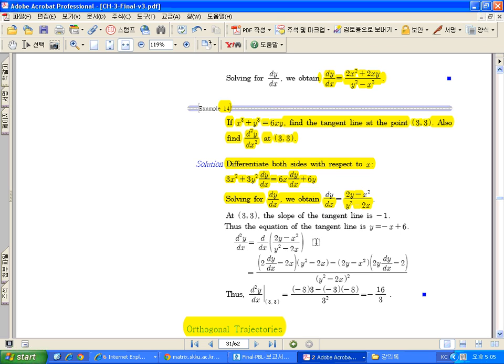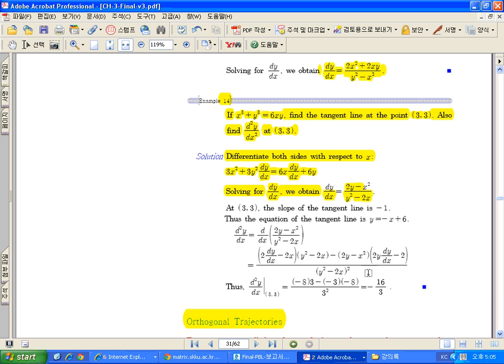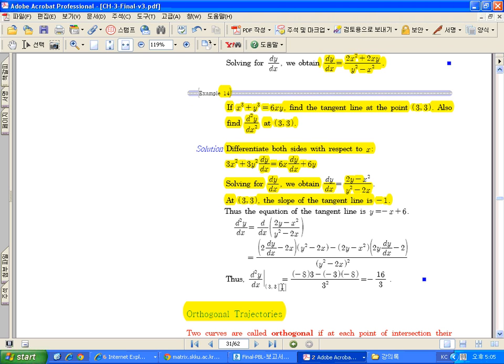So, we differentiate this one. Do the same thing. Here, use the quotient rule to find the derivative of this function with respect to x. All you have to worry about is that when you differentiate y, we just use the chain rule to add. That's all. Then we can find the slope at this point, which is -1, and the second derivative at that point here.